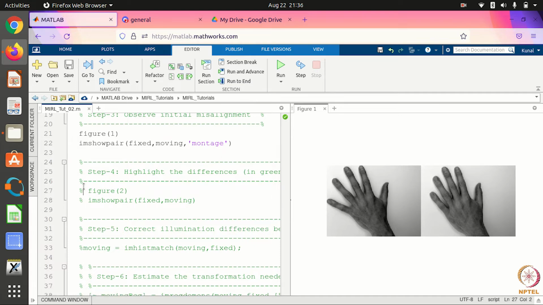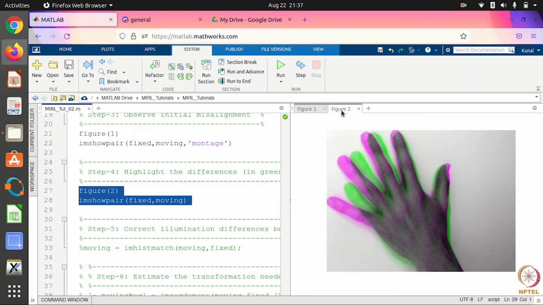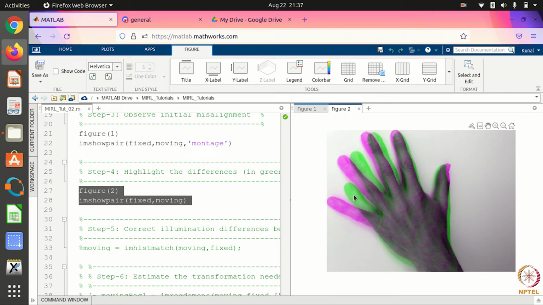We can overlay the two images to make it easy to see where the images differ. For example, when we run this part of code, the differences between the two images are highlighted in green and magenta.